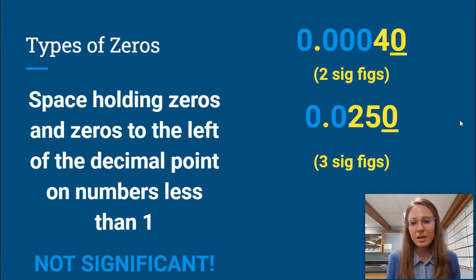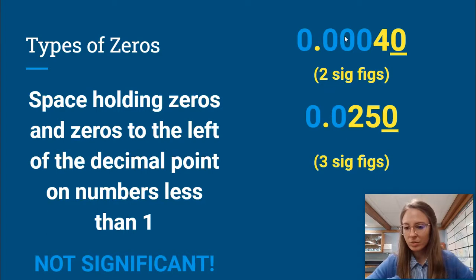Now there are different types of zeros. The first one are space-holding zeros and zeros to the left of the decimal point if you're looking at a number that is less than 1. The zeros that come before the sig figs, these 3, these are just place-holding zeros, so they are not significant.